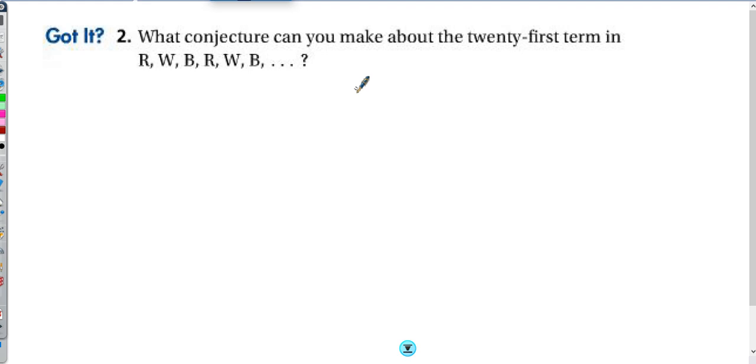Okay, does anyone think they have the answer? What do you think the answer is? I think it's B. You think it's R? I agree with him. You think it's B? What do you think, Bowen? B. It is going to be B.